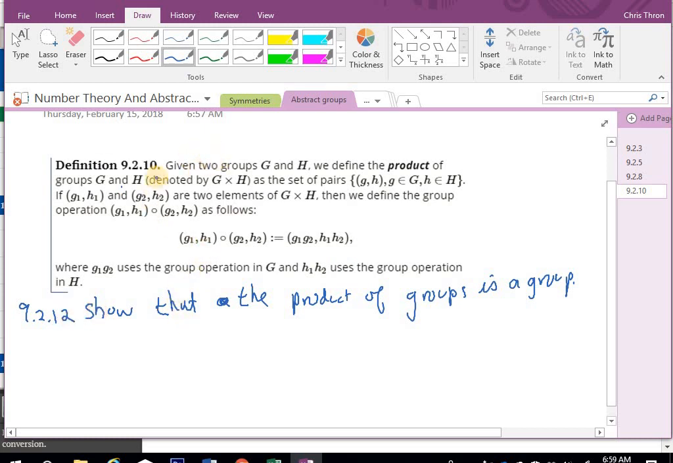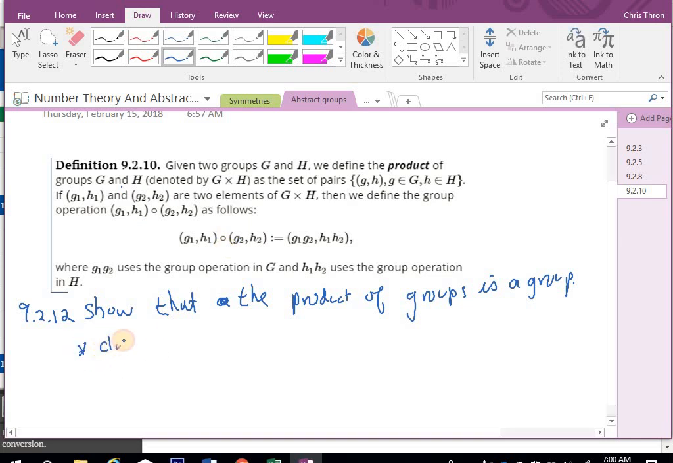Here we have the definition of the product of groups. And we want to show that the product of groups is in fact a group. So what does this definition say? It defines the element of a product of groups, which is a pair of group elements. The first element in the pair is from the first group. The second element of the pair is from the second group. And it also defines the operation. So you need to show the four things again.